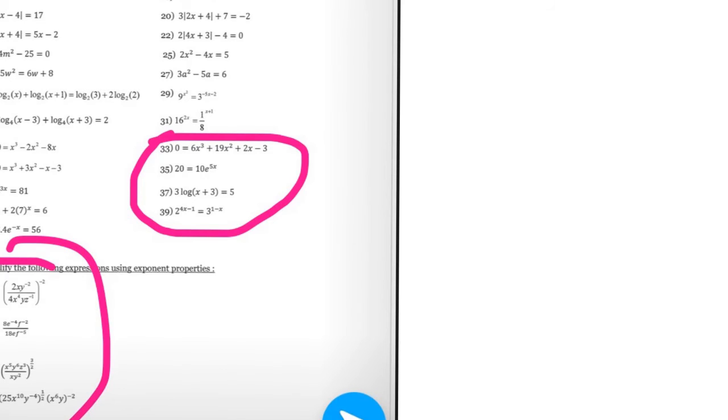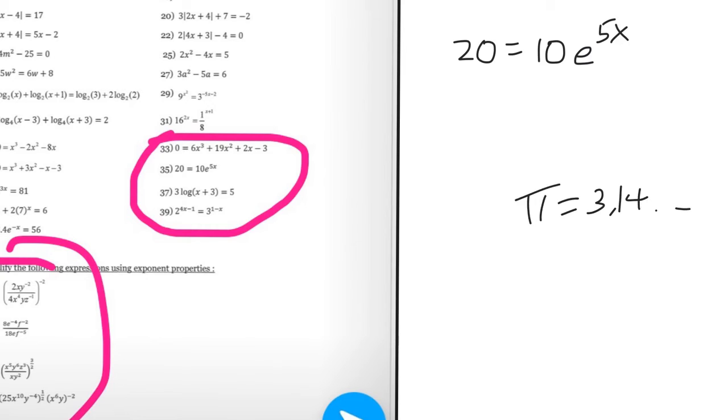Okay, looking at number 35, which says that 20 is equal to 10 to the e to the 5x. Well, first of all, that is an exponential equation. And the way that I know is because the variable that we're trying to solve for is in the exponent. Now, if you're dealing with an ugly thing like this, number one, don't get thrown off by the e. That's just a famous number like pi, and it's a number. It might look like it's a variable, but it's not. Think about it. Pi is not a variable. Pi is like 3.14 blah, blah, blah, right? So it's the same thing with the e.